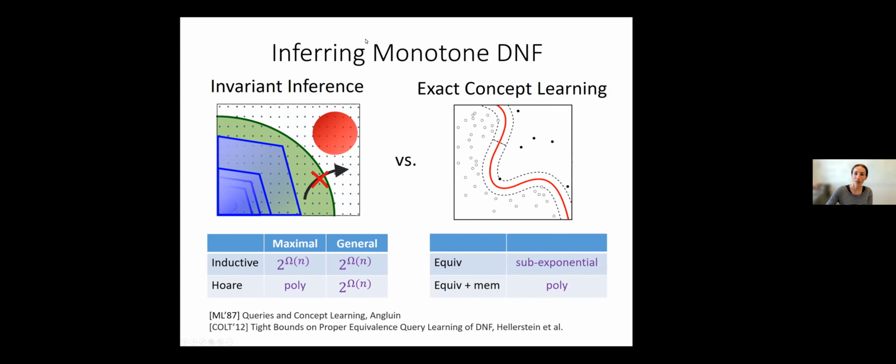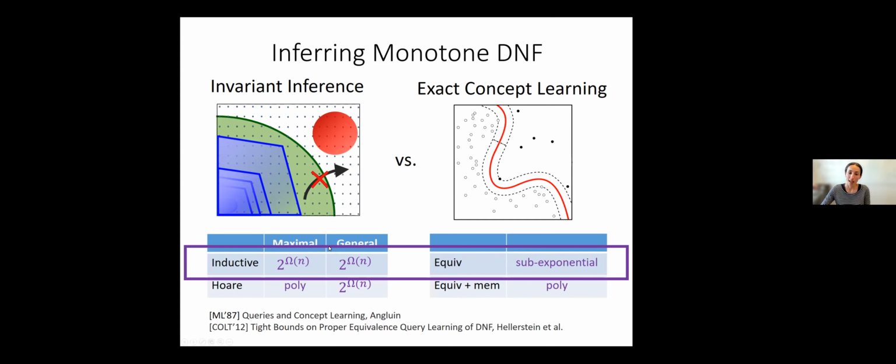And now, if we look at what is known in the literature of exact concept learning about learning monotone DNF formulas, then if we look at a model that only has equivalence queries, there is a sub-exponential algorithm. And if we allow both equivalence queries and membership queries, there is a polynomial algorithm. So now we can look at the two things in comparison. And inductiveness queries seem very similar to equivalence queries. In both cases, we provide some candidate and we ask, is it this? And we get some counterexample.